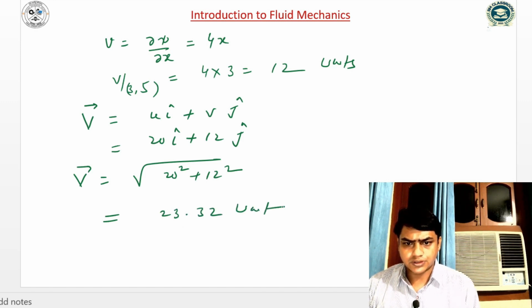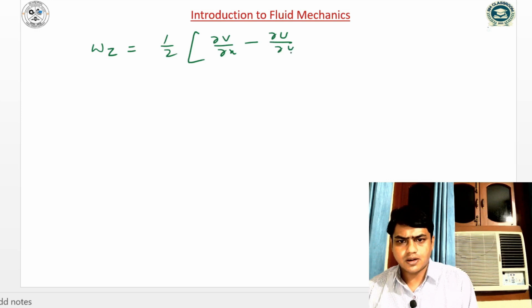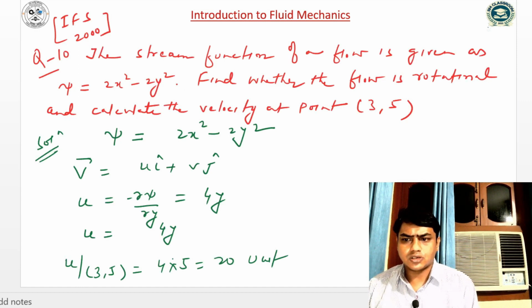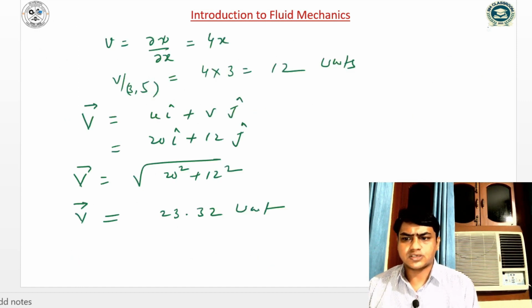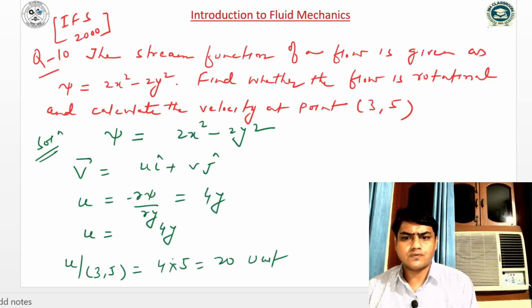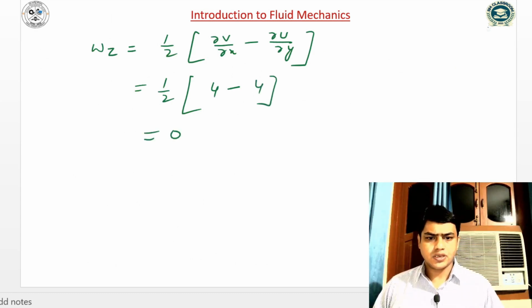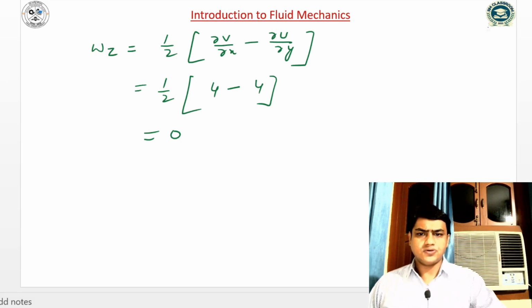23.32 unit is the velocity. Similarly, we have to check whether the flow is rotational or irrotational. So omega z can be written as 1 by 2 into del v by del x minus del u by del y. So it will be 1 by 2 del v by del x. What is v? So v is 4x. So del v by del x is 4, minus del u by del y. So u is equal to 4y, so once again it is 4. So the rotational component in z direction is 0, which means the flow is irrotational.